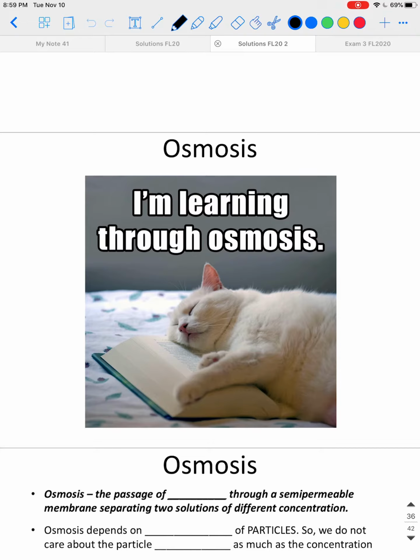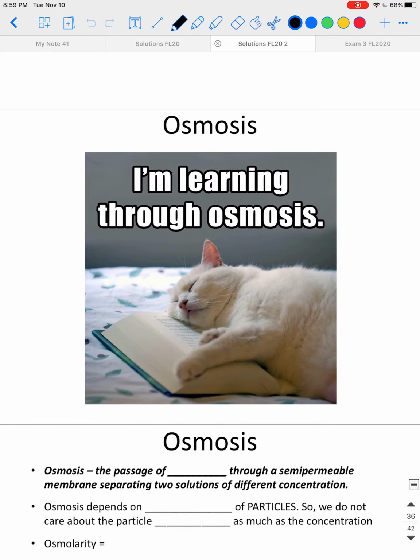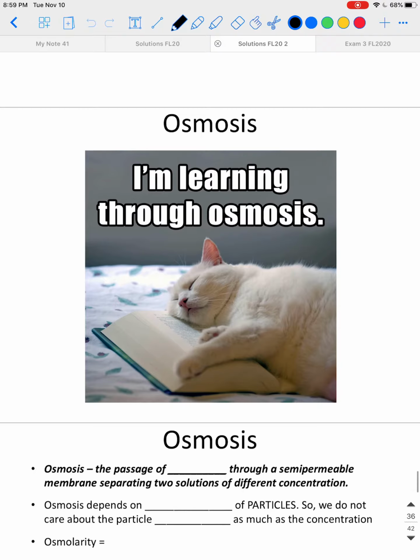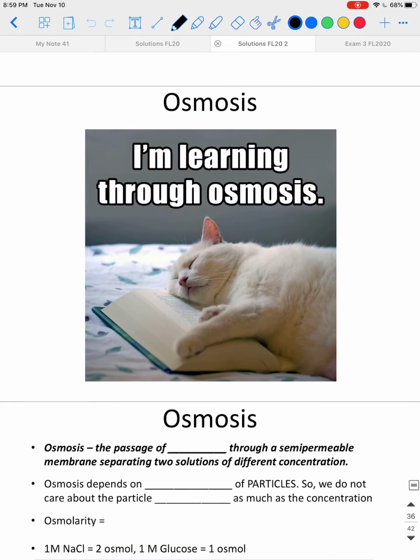I love to start out my talk on osmosis with this picture because, growing up, we all were taught that you could learn things by sleeping on your books if you needed to cram the night before a test. And it never did work, right? So that's why this is funny, because I wish it did. I totally wish osmosis worked this way.